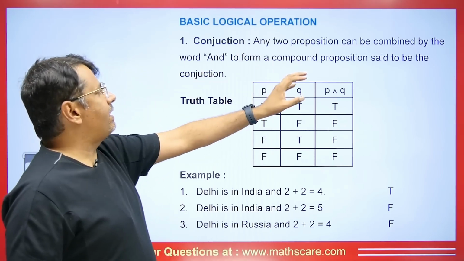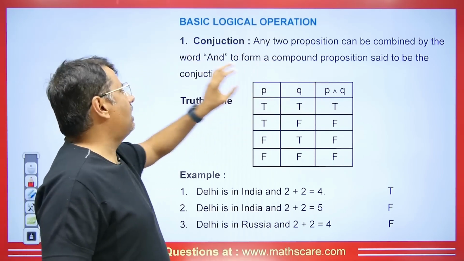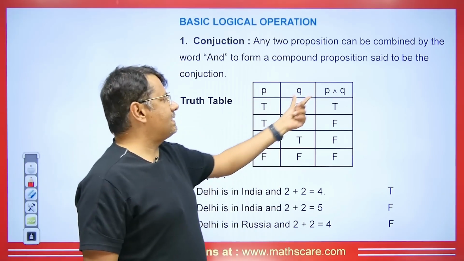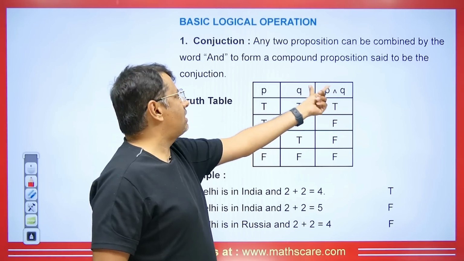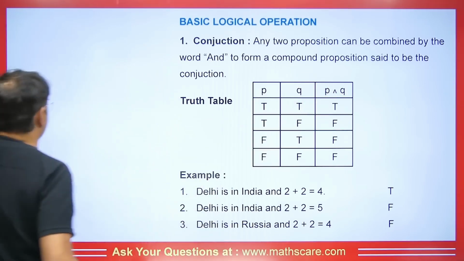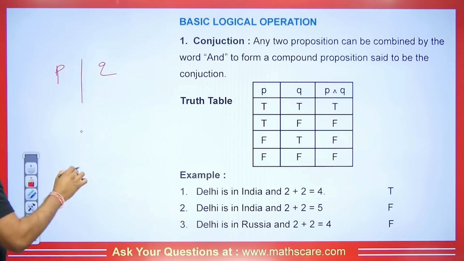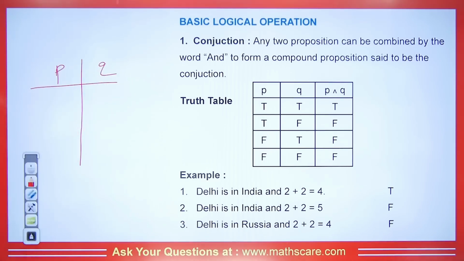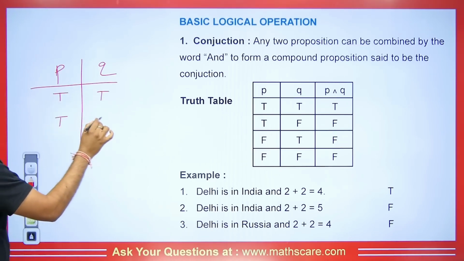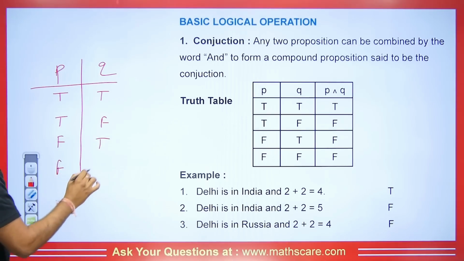Any two propositions can be combined by the word and to form a compound proposition said to be the conjunction. Now let's suppose that we have two statements P and Q. So how do we connect them, or how do we use the conjunction? What are the possibilities that we have? Suppose that we have these two statements, right? If I tell you the possibilities of two statements, then what can they be? Either both the statements can be true, or one can be true and the other false, or this can be false and this can be true, or both can be false, right?